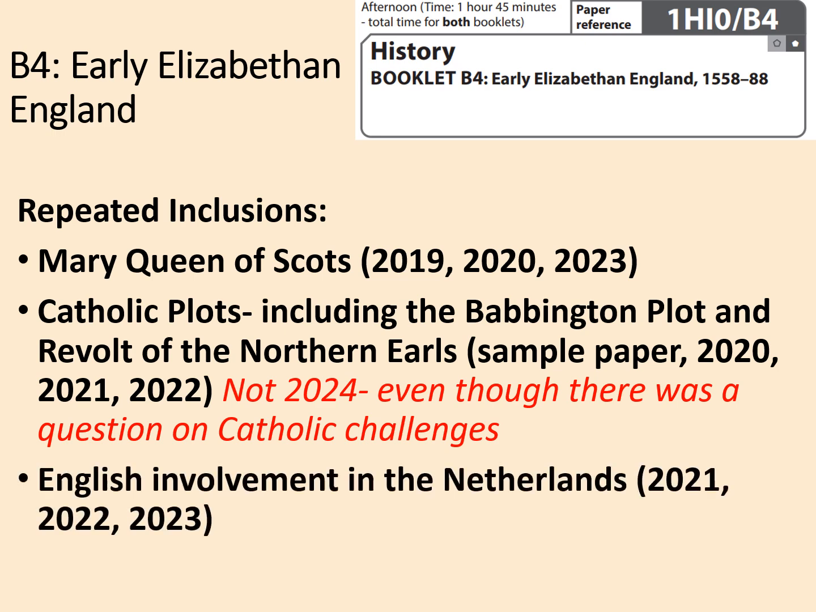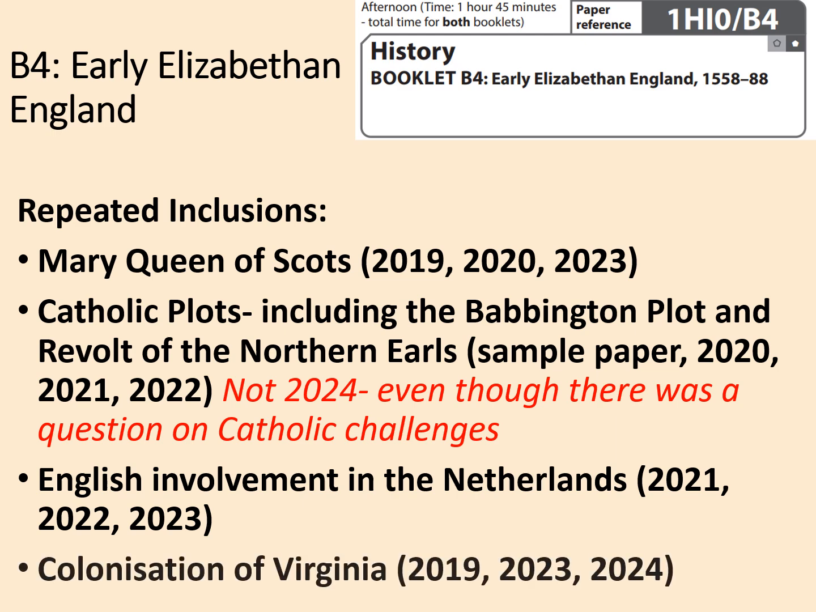English involvement in the Netherlands has come up in 2021, 2022 and 2023. However, war with Spain more generally hasn't. So maybe this will come up again, or maybe it'll be relevant. I'm really not sure. And then the colonisation of Virginia, that's come up in 2019, 2023 and 2024. Perhaps it's going to be time for something different this year.